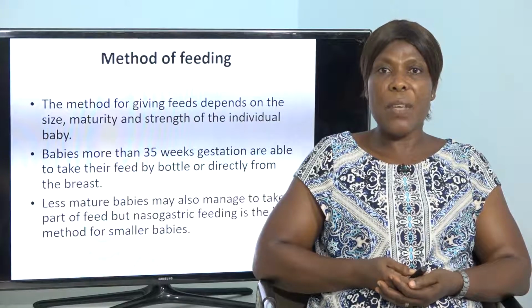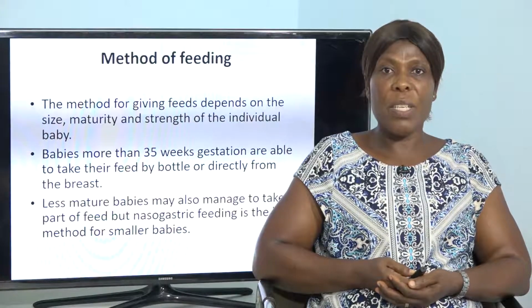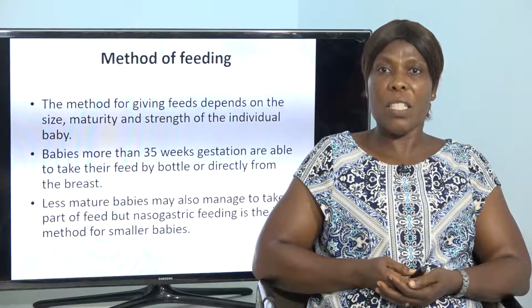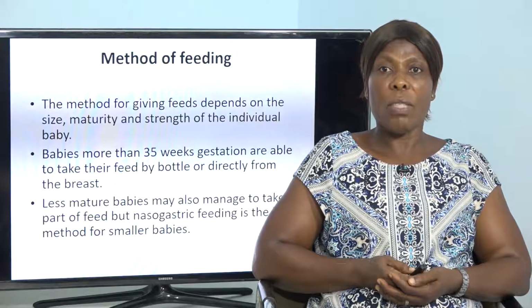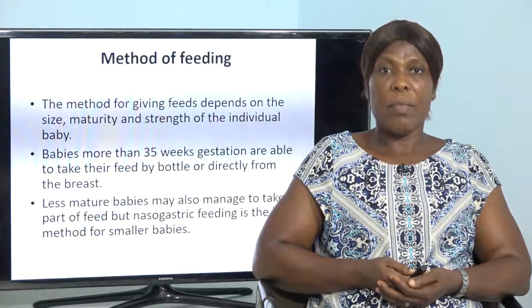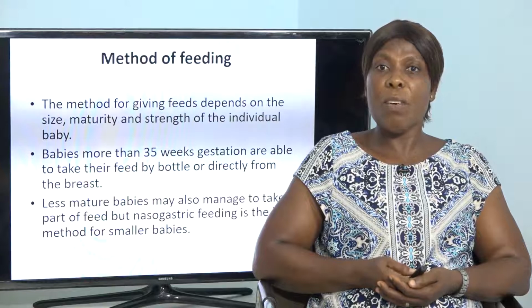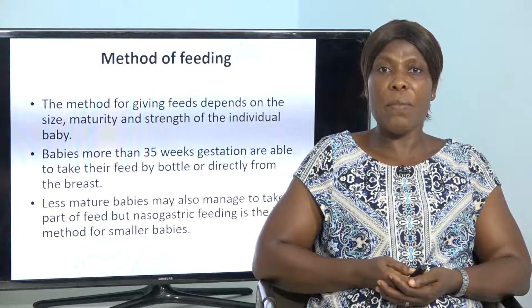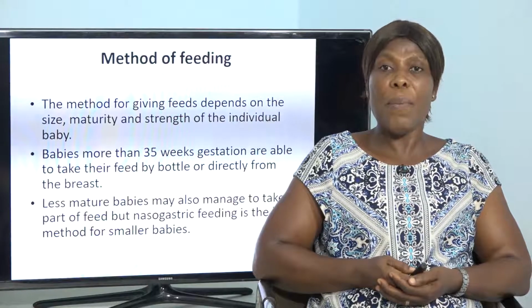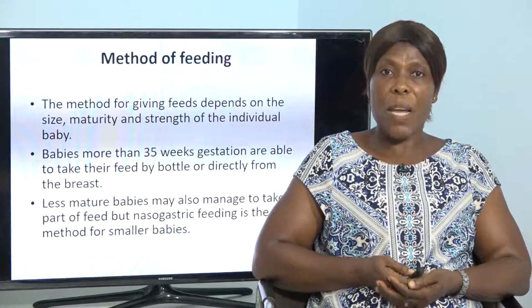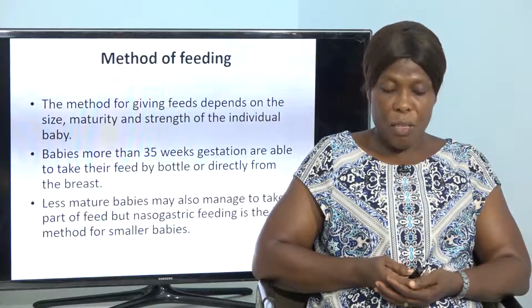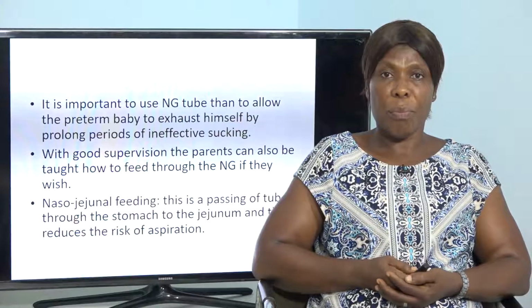The method for giving feeds depends on the size, maturity, and then the strength of the baby. Babies more than 35 weeks of gestation are able to take their feed by bottle or directly from the breast. Less mature babies may also manage to take part of the feed, but through nasogastric feeding. And that is the best method for small babies. You pass the NG tube, you express the breast milk, and then you feed the baby through the NG tube.